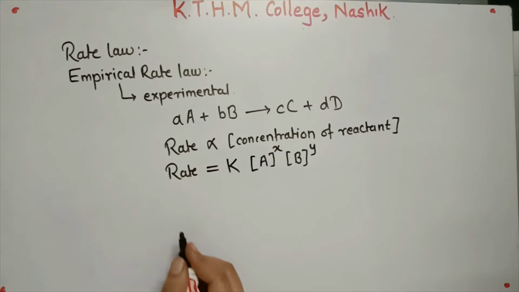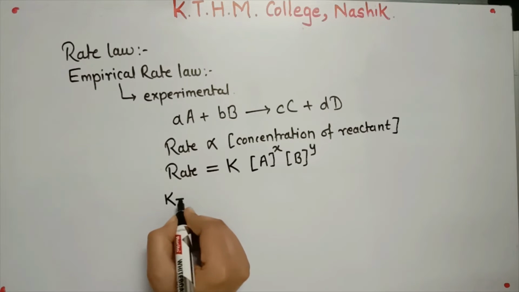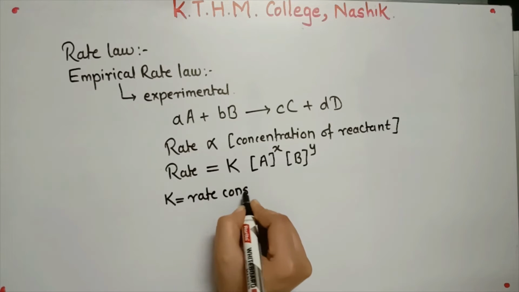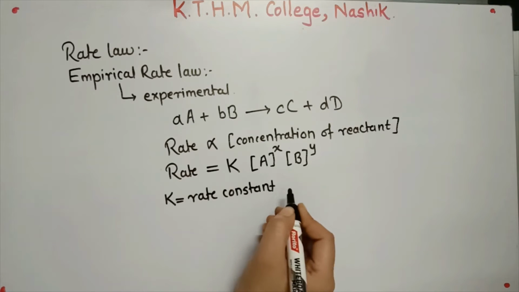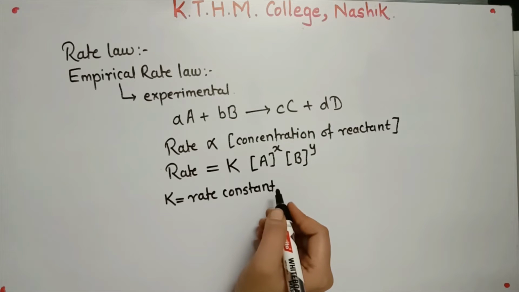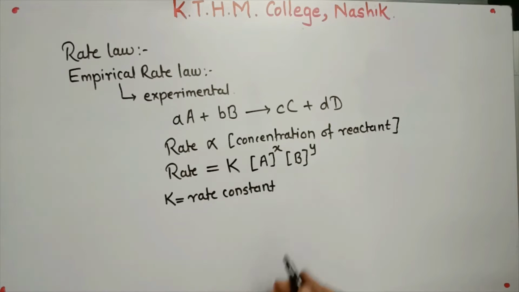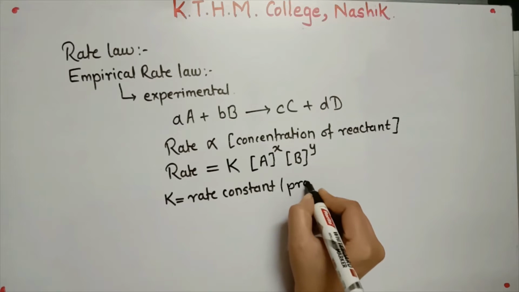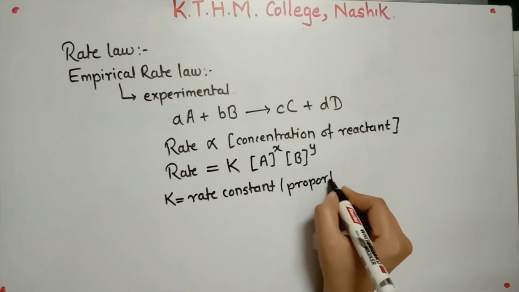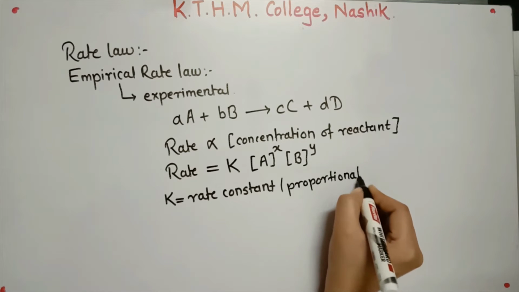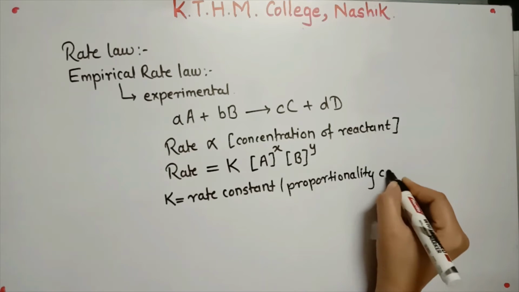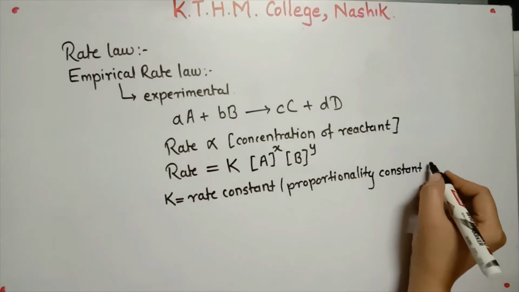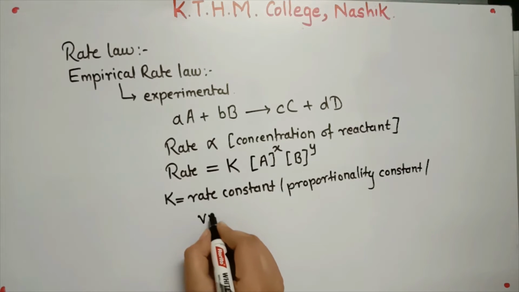So this K is known as rate constant. It is also known as proportionality constant. It is also known as a velocity constant.